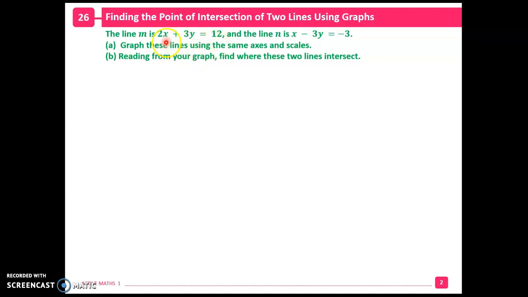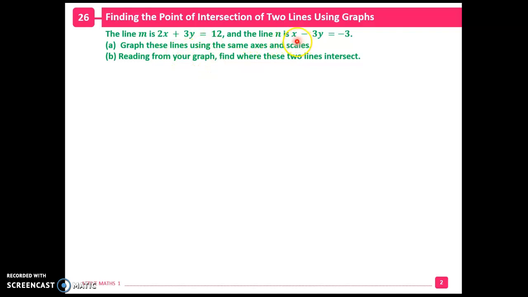So whatever the x coordinate is, if you double it, and whatever the y coordinate is, you triple that, add your two answers together, you're always going to get 12. Any pair x and y that match up like that will be on that line. And if they don't match like that, they won't be on the line.